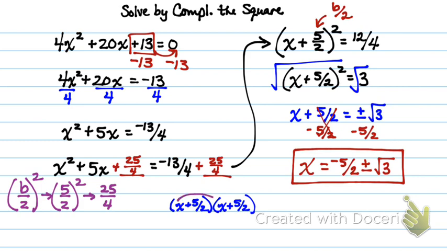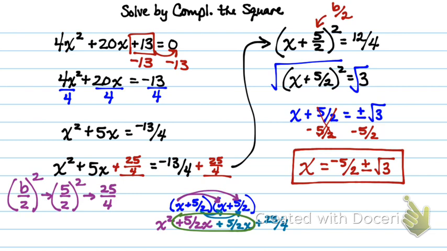If I use double distribution here, I get x squared plus 5 over 2x. And then I distribute here, so then I have another plus 5 over 2x plus 5 over 2 times 5 over 2. That's 25 over 4, right? What happens when I add these two like terms together? Just turns into 5. Turns into 5x.